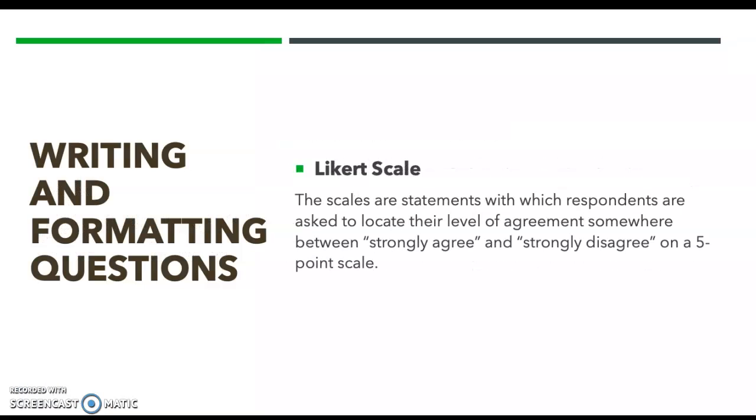And then the next format is the Likert scale. Scales are statements with which respondents are asked to locate their level of agreement somewhere between strongly agree and strongly disagree on a 5-point scale. For instance, on a scale of 1 to 5, how likely are you to watch a movie or a TV series today? 1 is not likely at all, and 5 is very likely. And then you have 2, 3, 4 in between that.